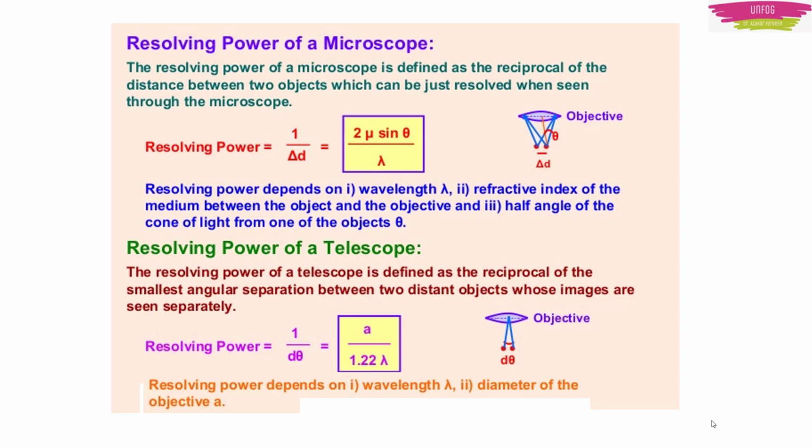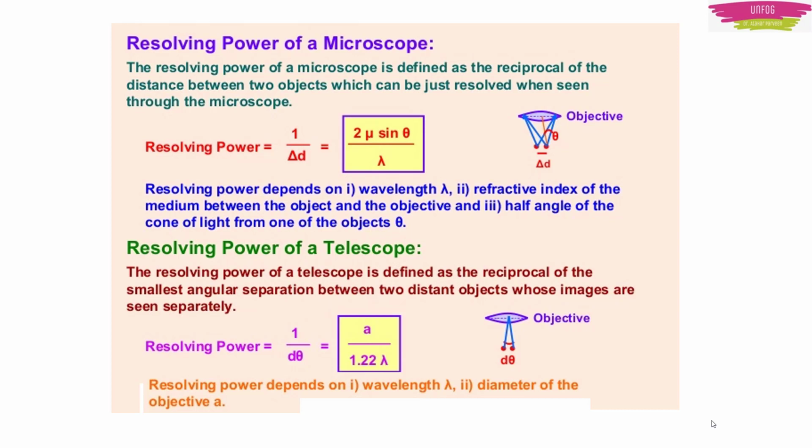Now this resolving power equals 2 mu sin theta upon lambda. That means the resolving power here for microscope depends on wavelength. Mu is the refractive index of the medium between object and objective, and theta is the half angle of the cone of light from one of the objects.